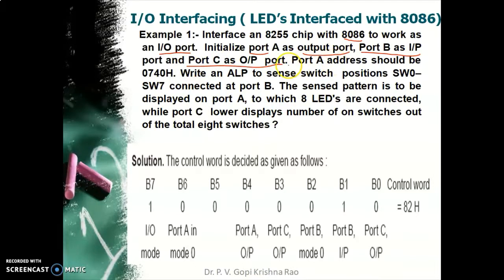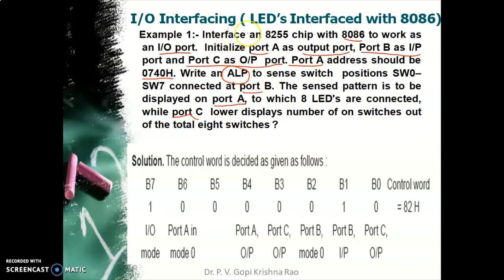So there is a constraint. The port A address should be 0740 hexadecimal. There is also a requirement of writing an assembly language program to sense the switches which are connected to port B, and the sensed pattern is to be displayed on port A, to which 8 LEDs are connected, and simultaneously port C should display how many switches are on and how many switches are off.